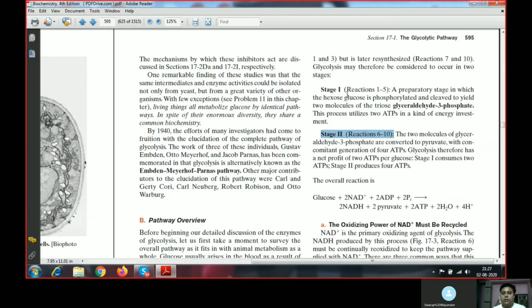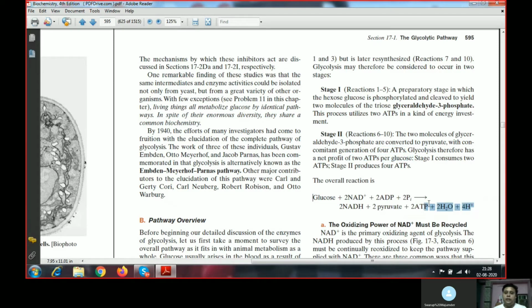So reaction 1 to reaction 5 constitutes stage 1, where we are generating glyceraldehyde 3-phosphate. 2 molecules of glyceraldehyde 3-phosphate, known as GAP, are generated, and this GAP is used for reaction 6 to reaction 10, so that we can convert 2 molecules of GAP to 2 molecules of pyruvate, ultimately with the concomitant generation of 4 ATP. Therefore, glycolysis has a net profit of 2 ATP per glucose molecule.